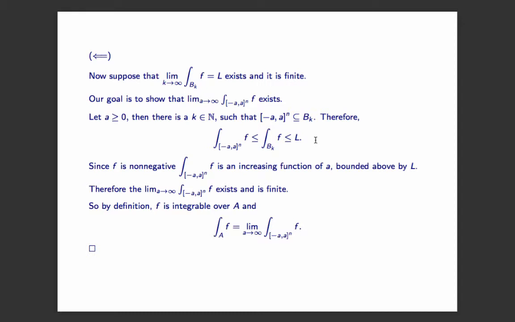Well, if that limit exists and is finite, then that's the definition of f being integrable over A. And when it exists and is finite, the integral of f over A is equal to that limit. So we've proven our result.